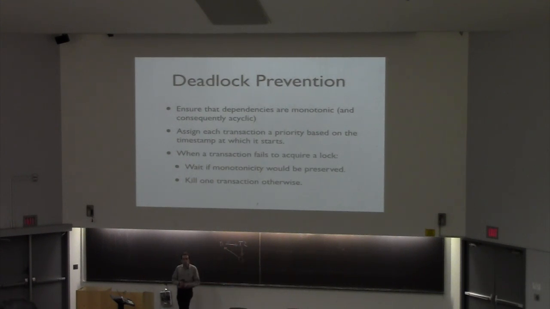So, first off, which of these transactions are we going to kill? If we detect the cycle in general, which would make the most sense to kill? Let's assume that the order in which the transactions were submitted is the order. I heard three. Okay, why would you say three?